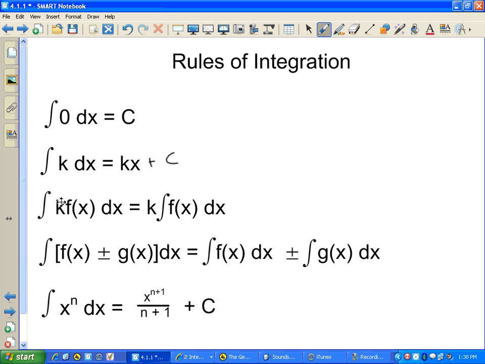If I have a constant times some function, it's the same rule that we've repeated over and over again. You can take that constant outside, just like when we're deriving. If I am taking the derivative of 5x squared, I can put that 5 outside and just derive the x part if I want. So this is the same constant rule. If we are adding or subtracting two different functions, we can split those up and give them each their own integral.